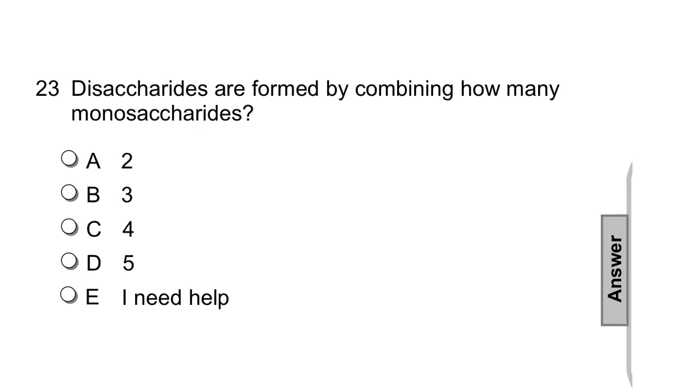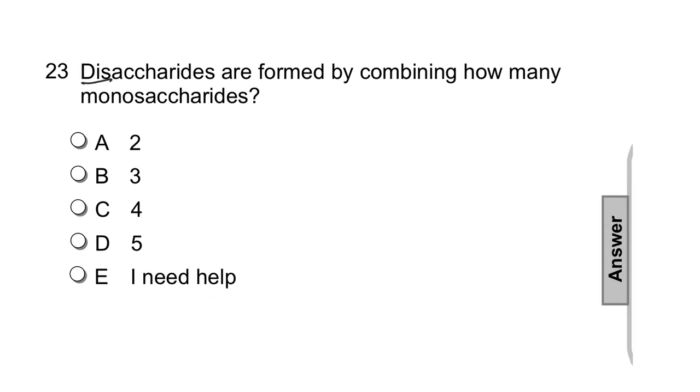Disaccharides are formed by combining how many monosaccharides? Well, that's pretty easy. Di means 2.